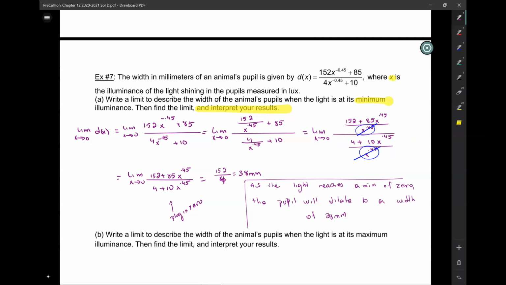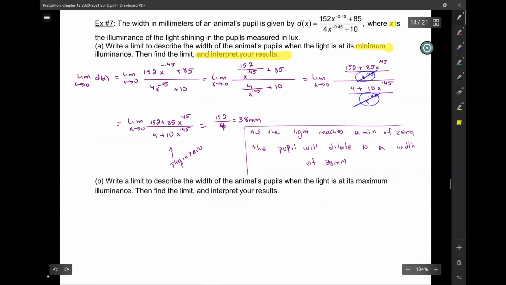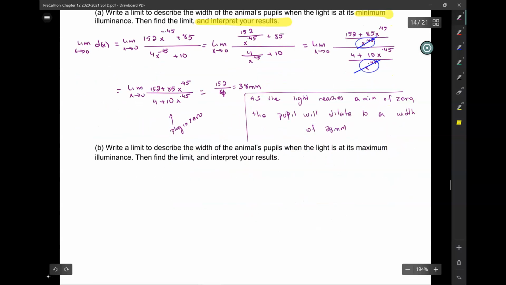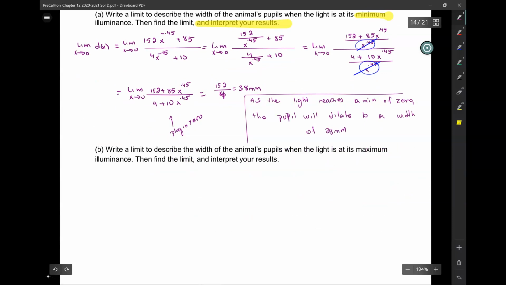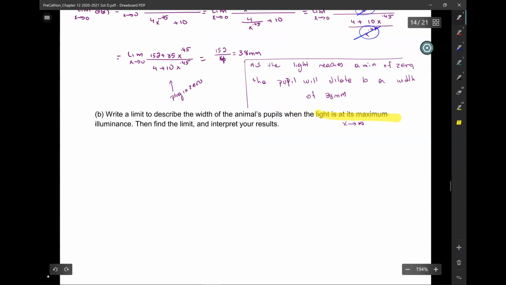Okay? All right. So now, let's see what happens on the other end. Now it says, write a limit to describe the width of the animal's pupils when the light is at its maximum. Did you do infinity? Now x is going to approach infinity. So now I want the limit as x approaches infinity of d of x.